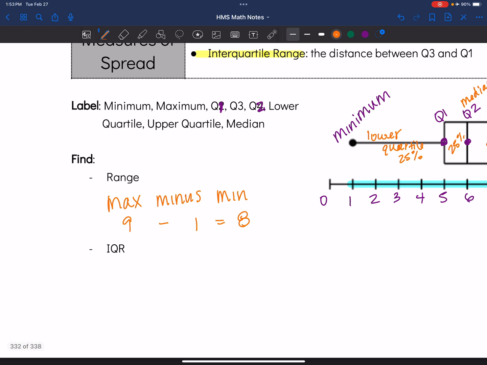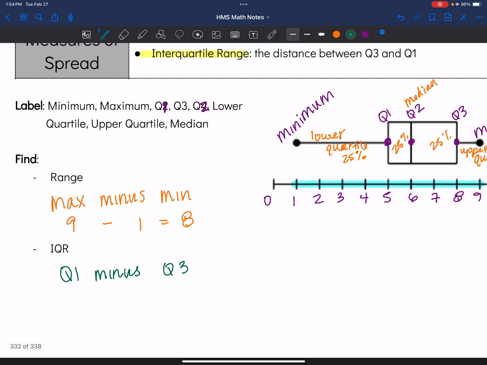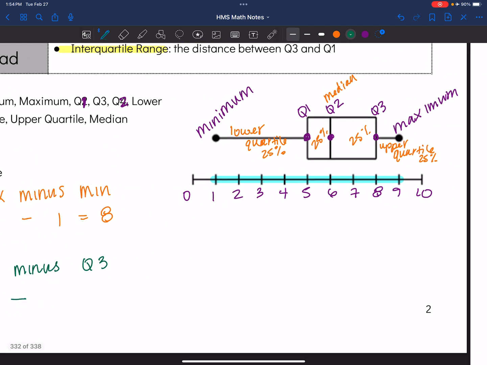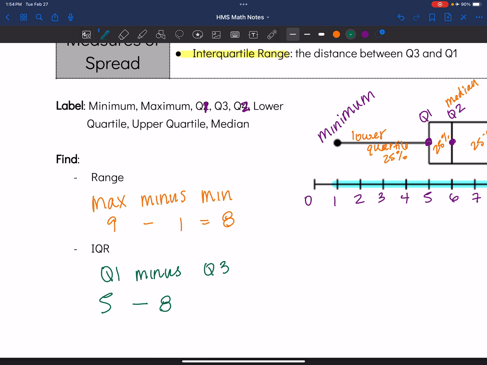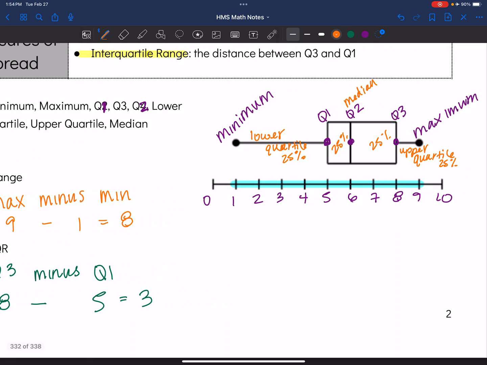The interquartile range is Q1 minus Q3. So Q1 is 5. Q3 is 8. You know what? I got those backwards, didn't I? Because we shouldn't have a negative. So I'm just going to switch Q3. There we go. Q3 minus Q1, which equals 3. Again, should make sense, right? Because quartile 1 starts at 5 and quartile 3 ends at 8. And that's 3 units.